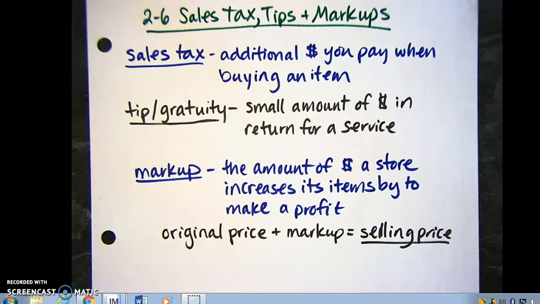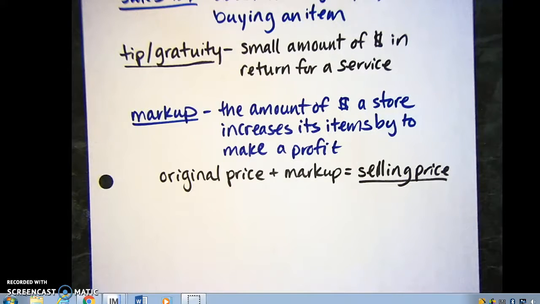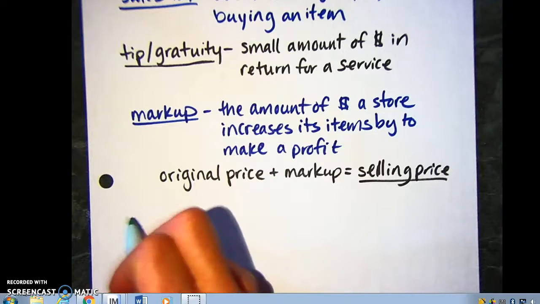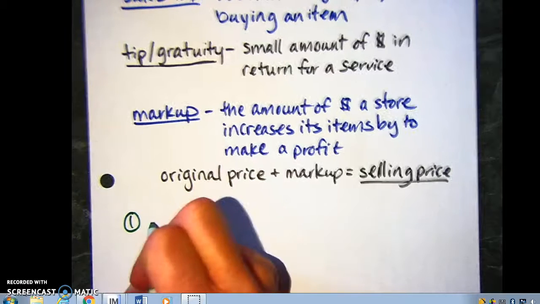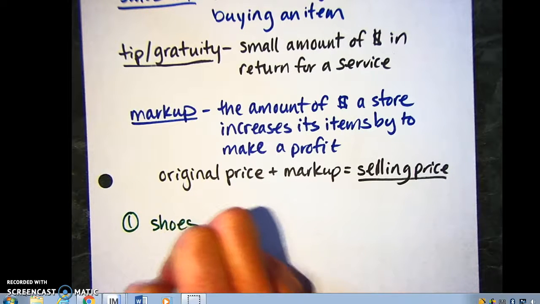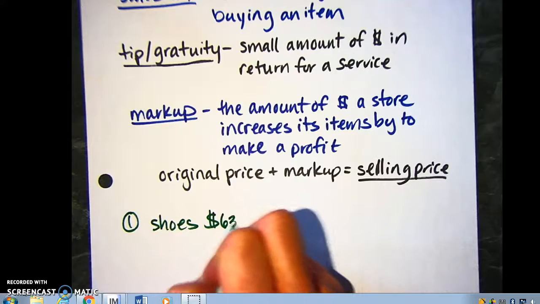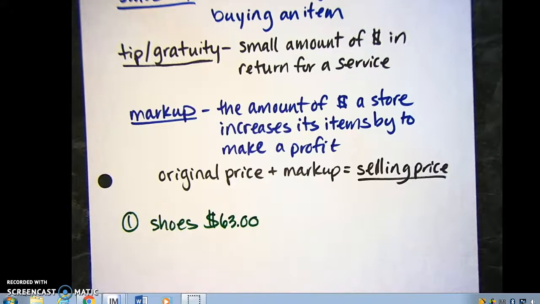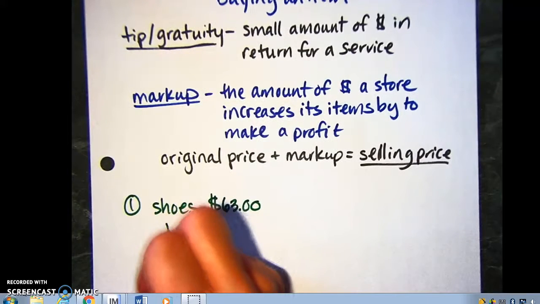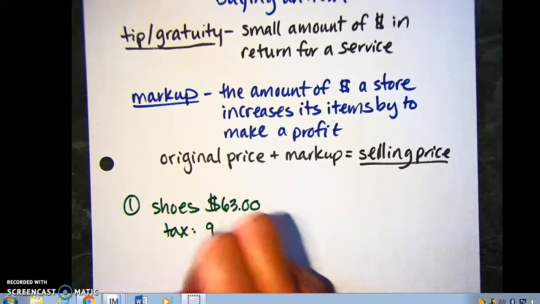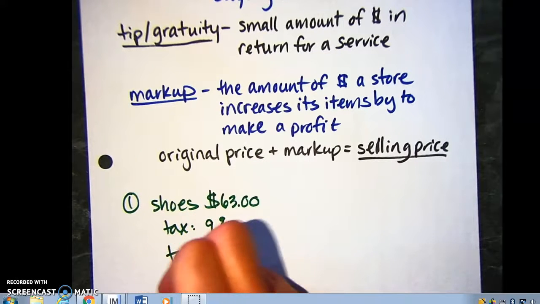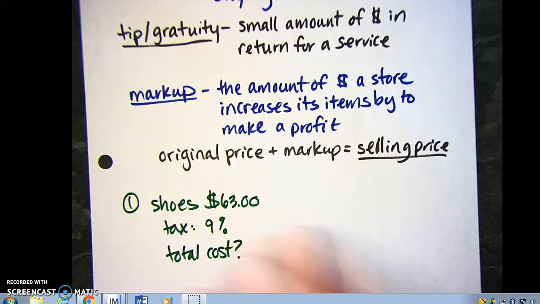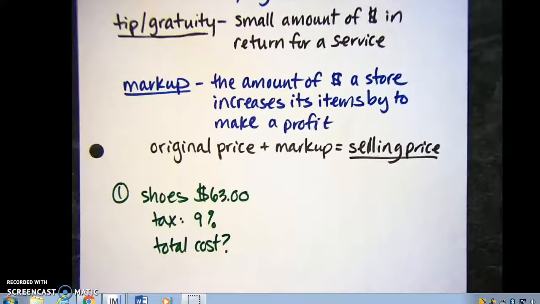So we're going to do 3 problems together. First one is, let's say you go to the mall and you find a great pair of shoes. They cost $63. But of course you have to pay tax on it as well. So you need to factor that in. The tax is 9%. We want to find out what's your total cost. You're going to see as we set up this problem that it's really similar. It's really the same thing we've been doing for a little while.